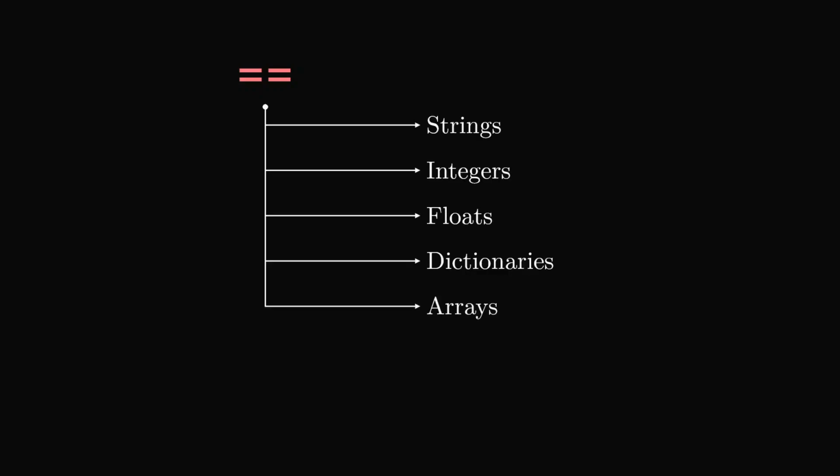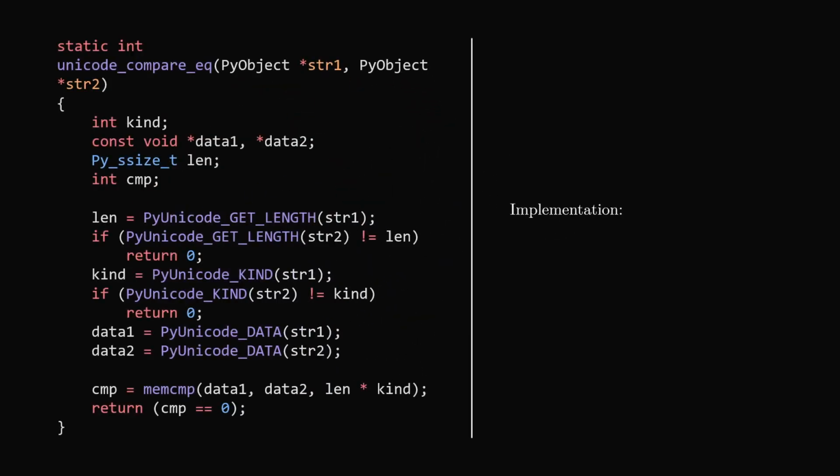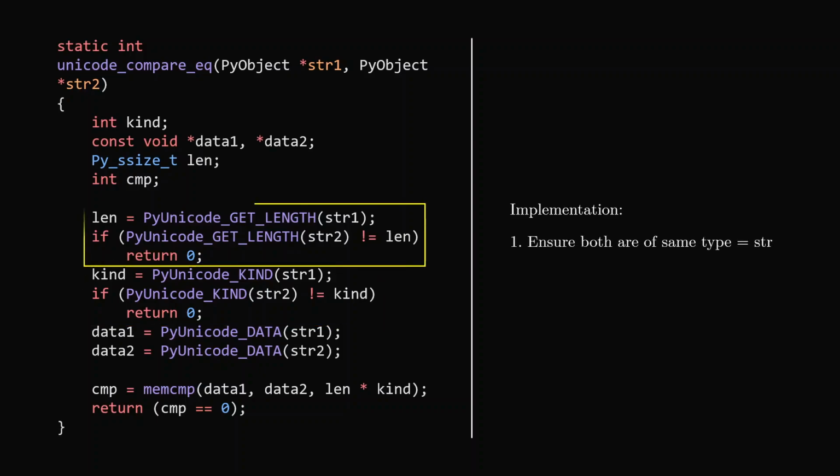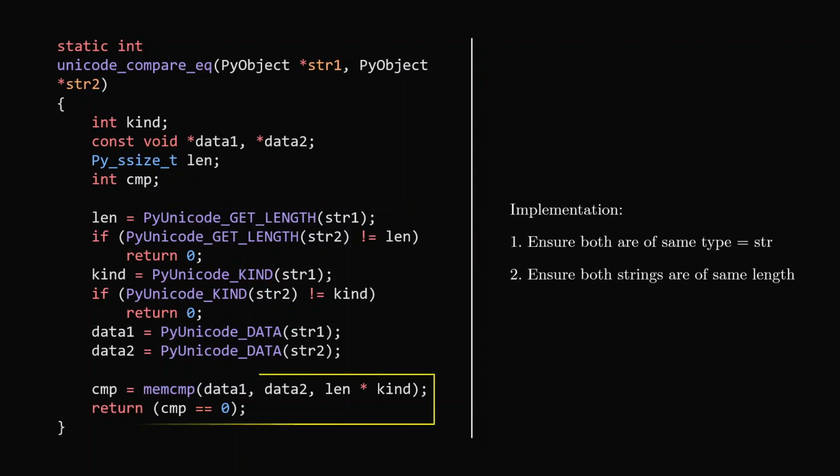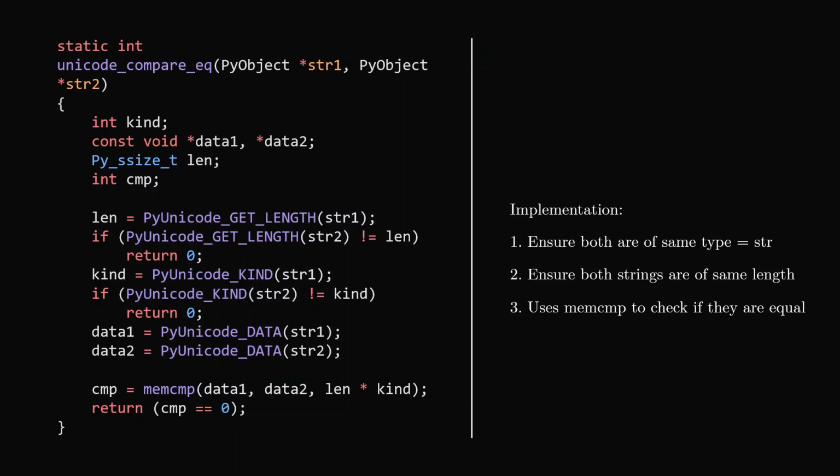From a highly abstract perspective, this is just a fancy wrapper around many internal functions used to compare not only strings but also integers, floats, dictionaries, arrays, and all sorts of objects. But right now we are only interested in strings, so let's have a look at the source code. You can see it's relatively simple. Basically, there are three checks to ensure both arguments are of the same type, both the strings are of the same length, and finally it uses memcompare from the GNU C library to check if the individual bytes in these memory locations are same or not.